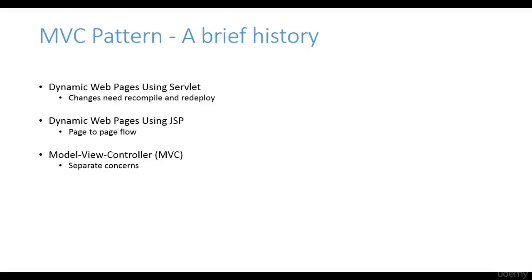As we have seen in the JSP lesson, Java resolved the issue of recompilation and redeployment by introducing Java Server Pages. This architecture was called page-driven. In page-driven applications, each page not only contains the business logic required to generate the dynamic contents, but also controls the logic to determine application flow. You navigate page to page.